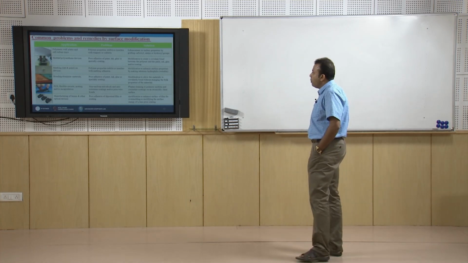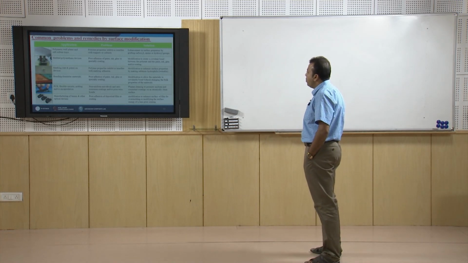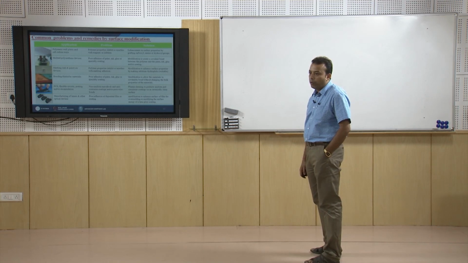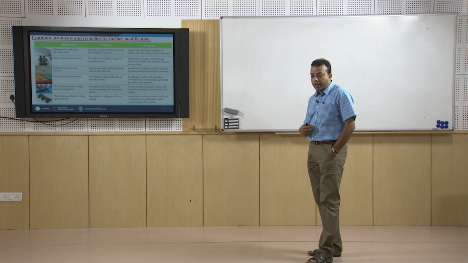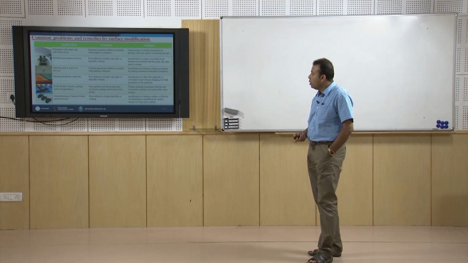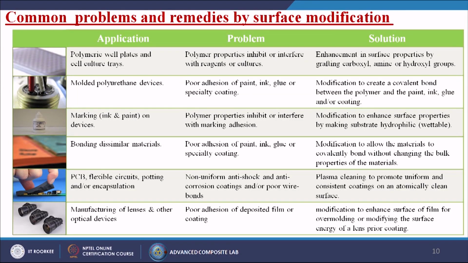Now there are certain common problems and remedies by which we can do modifications, or by surface modification we can repair material surfaces or change material properties. What are those? For example, polymeric well plates and cell culture trays. What is the application of that material? What type of problem are we getting? We face the problem that polymer properties inhibit or interfere with reagents or cultures.